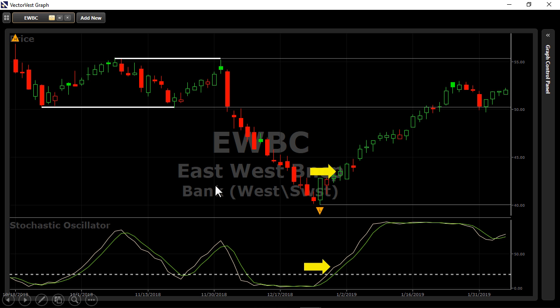EWBC was another big winner. Here was our entry, stochastics first crossing above 20. Some more indecision right at resistance, but again, just because the stock reaches resistance doesn't mean that you run out and sell it yet. You wait for it to retrace from resistance, and it never did. Broke out above resistance, came back down. That resistance zone is now support. Came back down to retest that support zone and retraced from it.